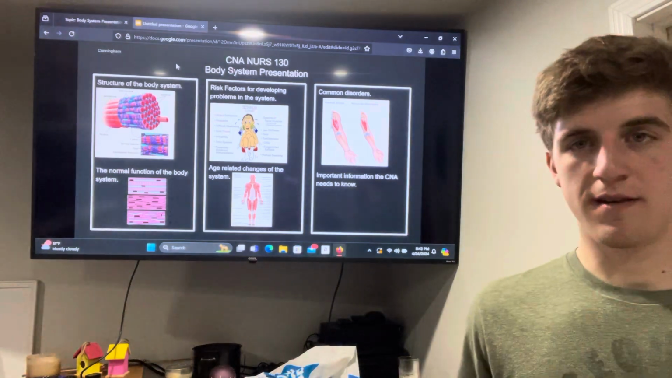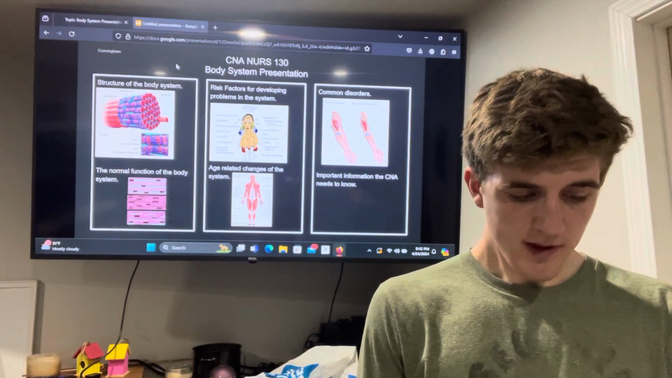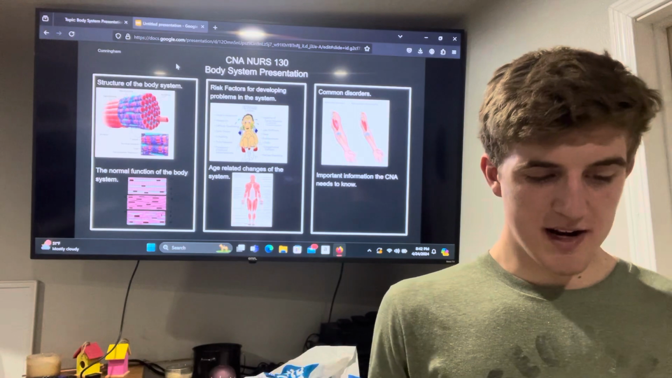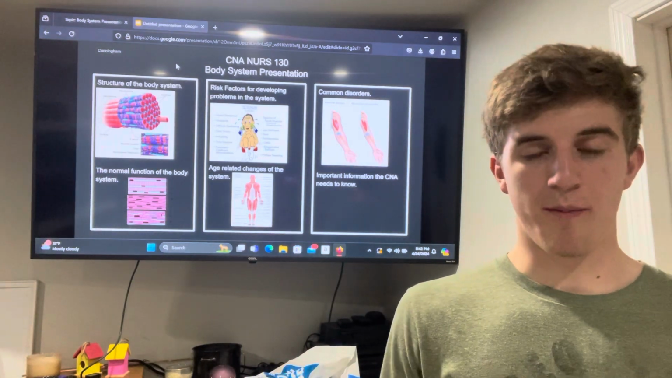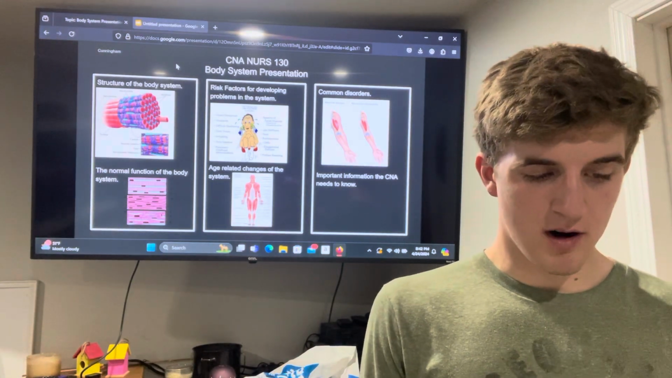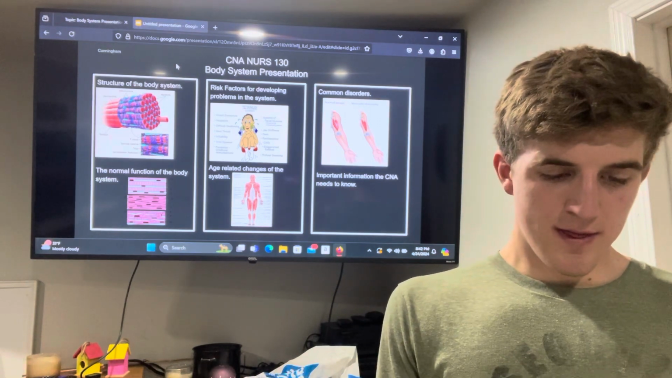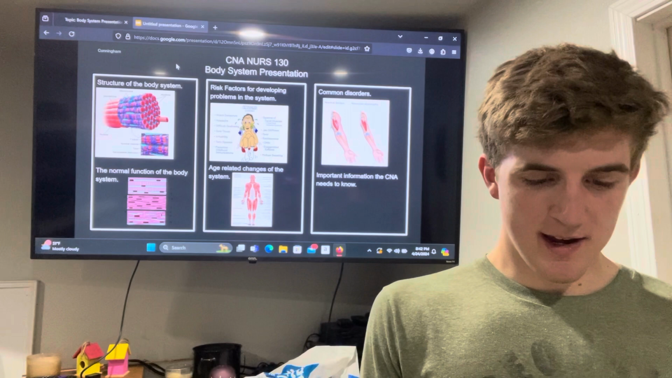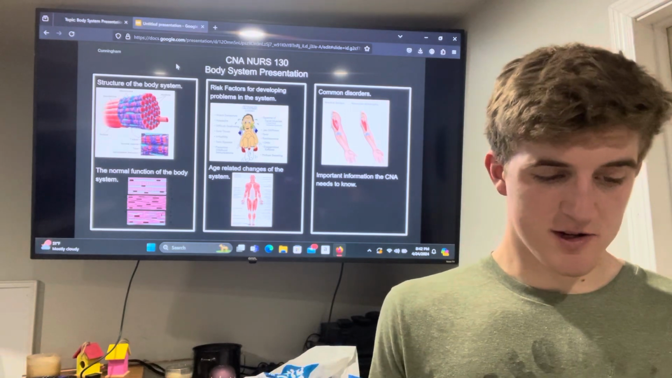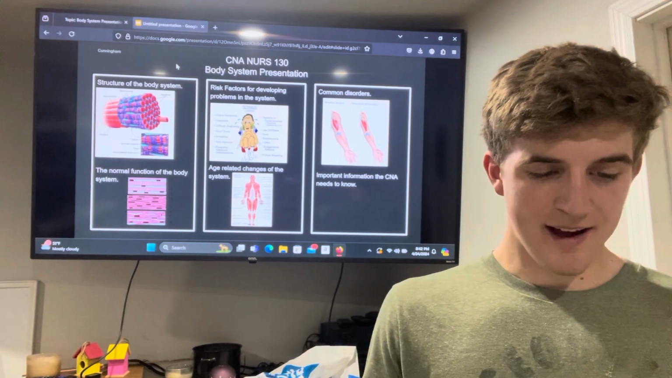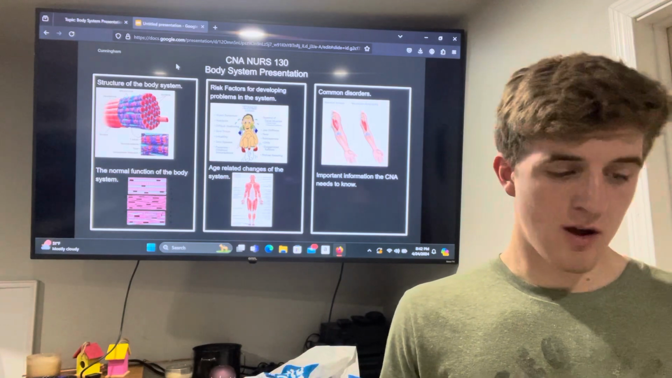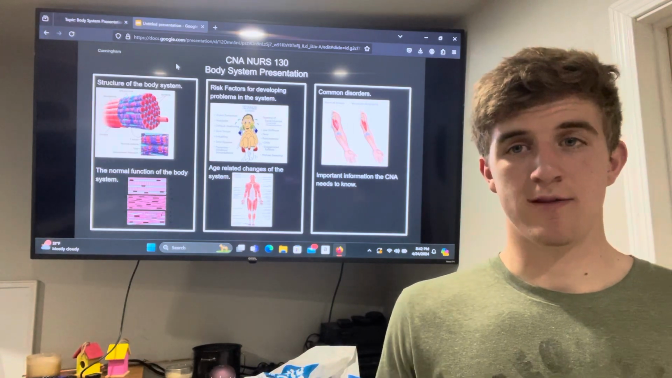Age-related changes of this system. Like many things, age affects how this system functions and can operate. With age, our muscles lose size and strength as we get older. This can contribute to fatigue and weakness. This also contributes to the lack of being able to do things on our own or dependency on others.